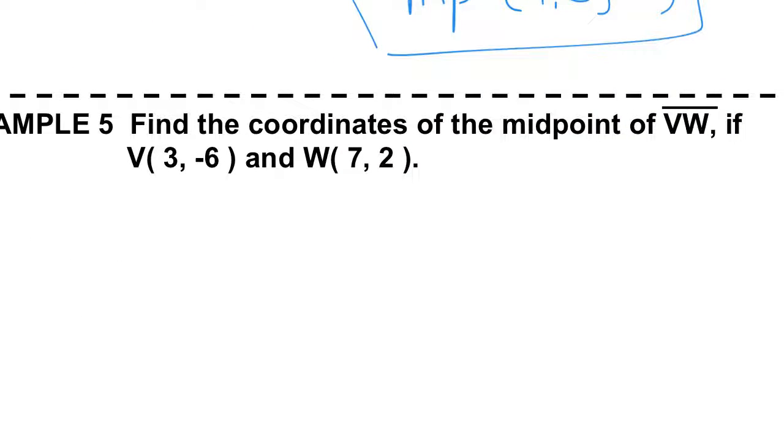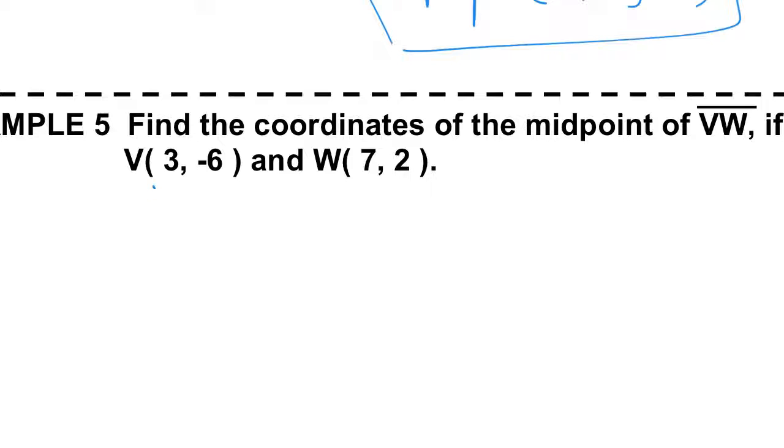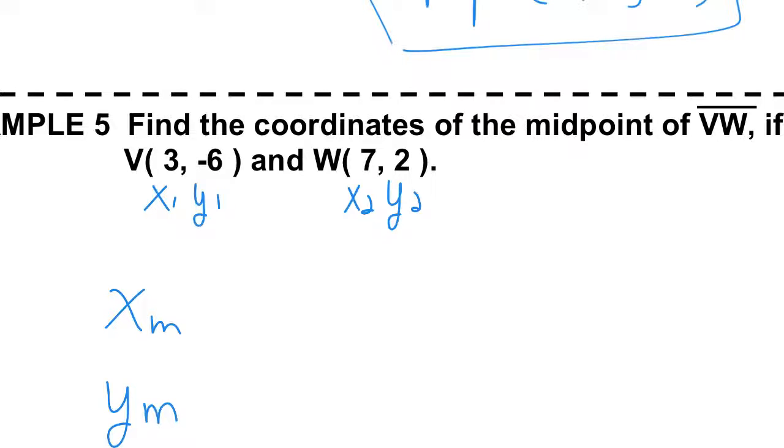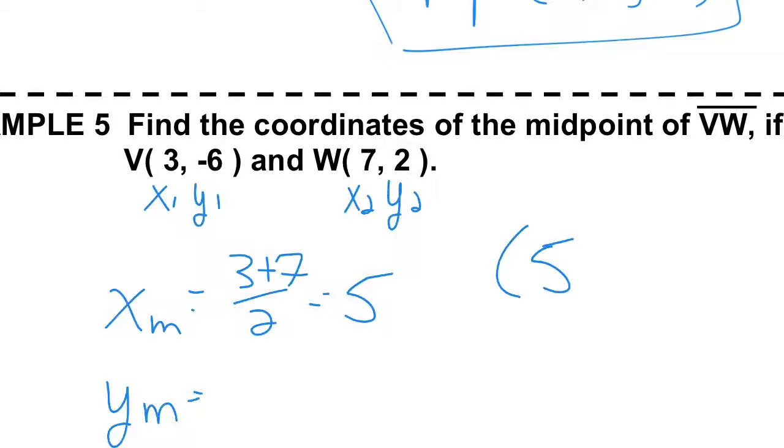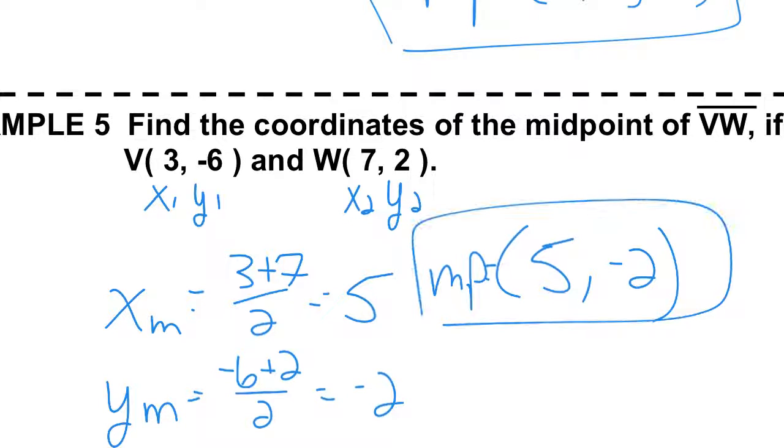It says find the coordinates of the midpoint VW if V, or x1, y1, is 3, negative 6, and W is 7, 2, which would be our x2, y2. So let's see, I think we can finish this up pretty quick. I'm going to have 3 plus 7 over 2. That's 10 over 2, which equals 5. And then on the y's, we have negative 6 plus 2 divided by 2, negative 4 over 2 equals negative 2. So that should be pretty easy.